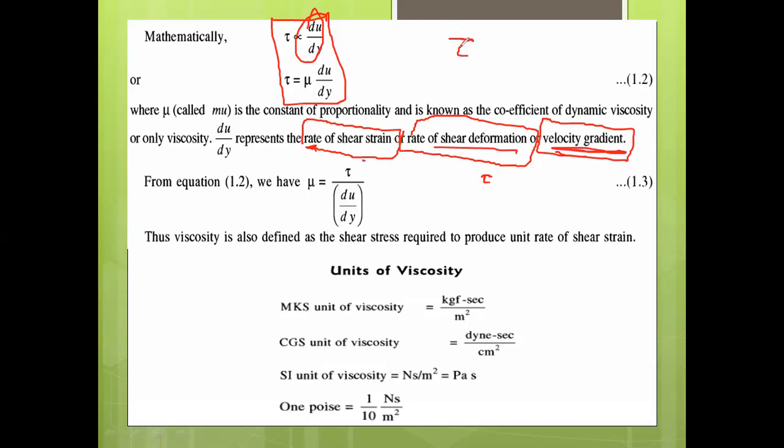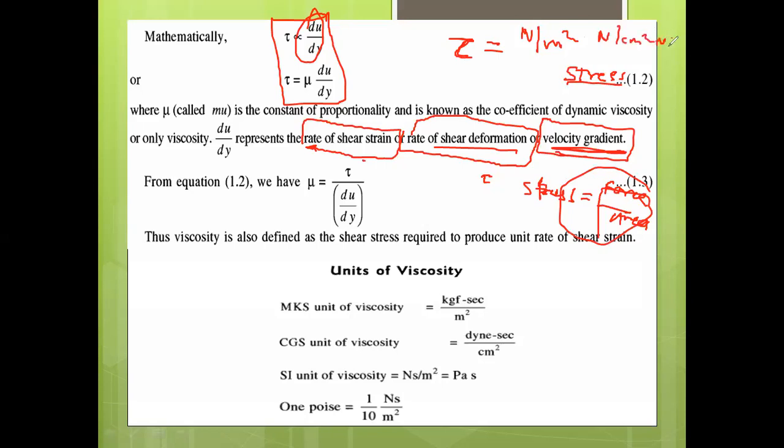What is the unit of this shear stress tau? As you are aware of the term stress, we have learned various types of stresses in MOS or SOM. What is the unit of stress, or just the simple formula for stress? Stress is nothing but force per unit area, right? So the unit will be Newton per meter square, Newton per centimeter square, Newton per mm square. But in SI unit, the general unit is Newton per meter square. Okay.